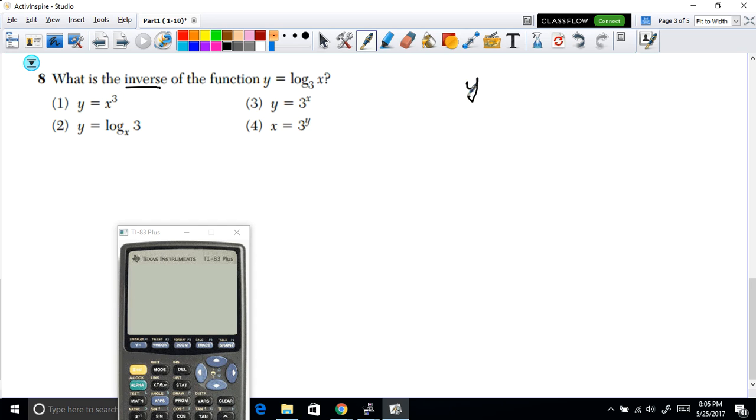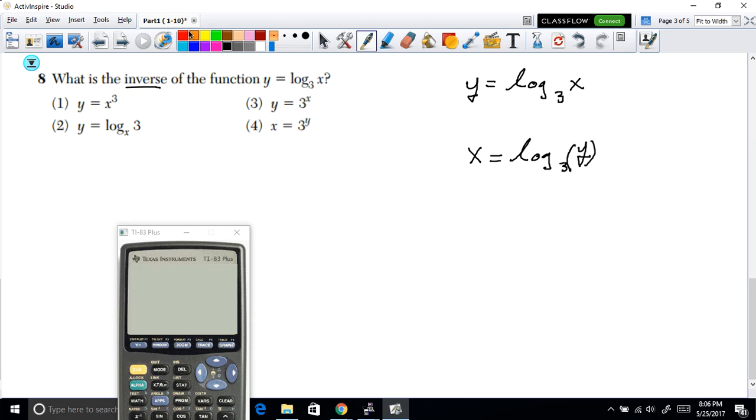So this is the original function, y equals the log base 3 of x. Now, if you want to find the inverse, we've got to switch the variables. So now this becomes x equals the log base 3 of y. We switch variables because we're looking for the inverse. So now we've got to solve for the new y. But notice that the y is right here, inside the log.